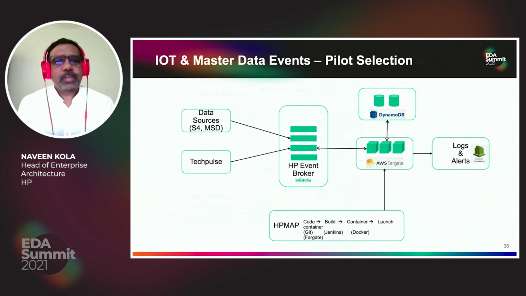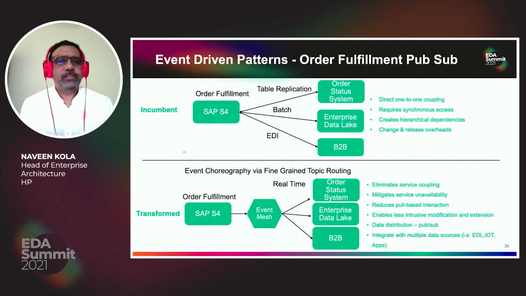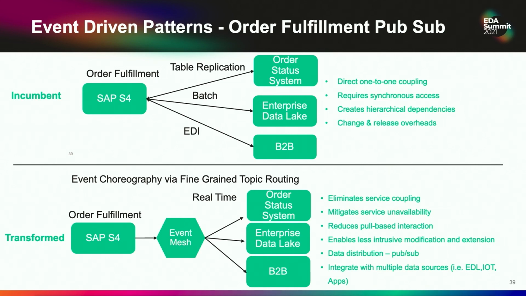So the other use case is around order fulfillment. Now, in this case, if you see the picture on the top, the order fulfillment was, again, point-to-point, in terms of how we shared information from our SAP S4 with our order status system, with the enterprise data lake, and then the B2B EDI data share with our partners. All that was done through point-to-point. And obviously it takes time and effort to create this point-to-point integration, but also it takes significant effort to monitor and support these interfaces.